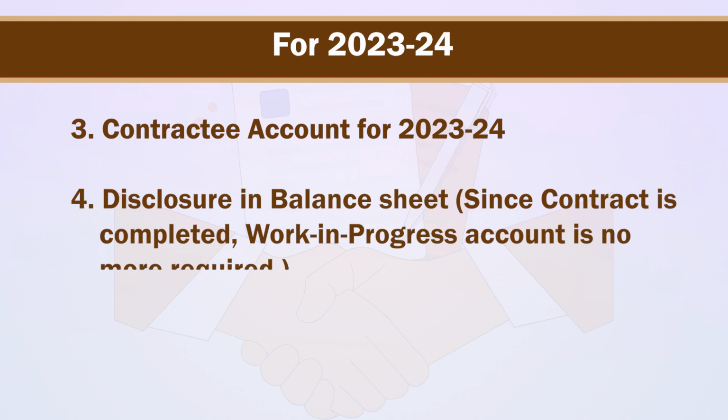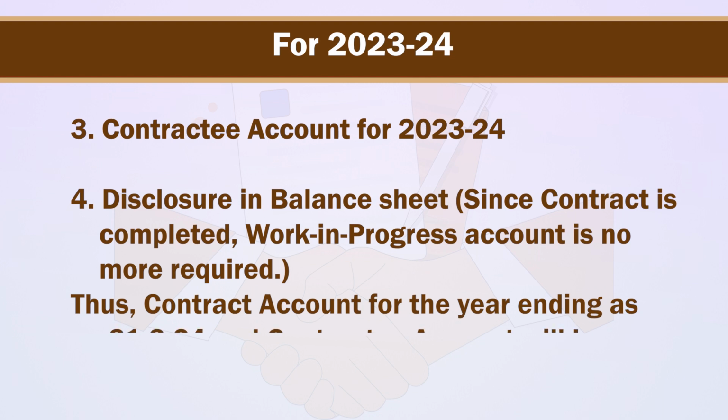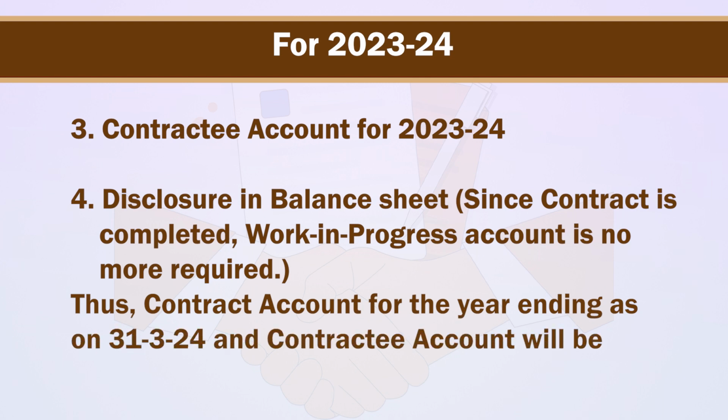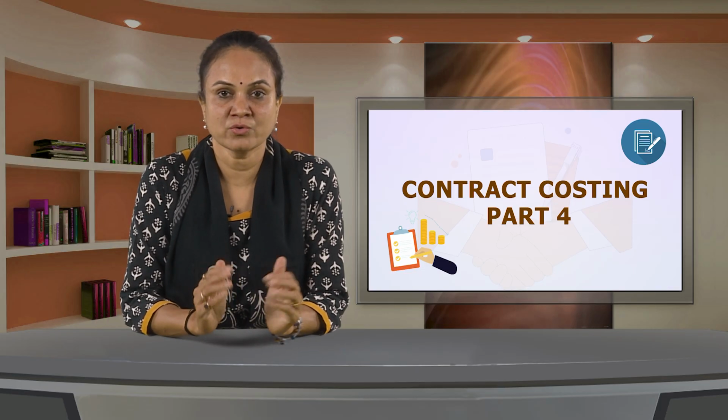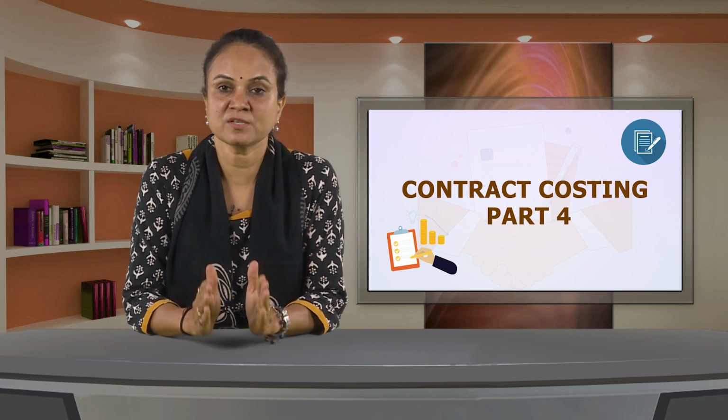Since the contract is completed, work in progress account is no more required. Thus, the contract account for the year ending as on 31st March 24 and contractee account will be opened. Let's prepare contract account for the year ending on 31st March 24.